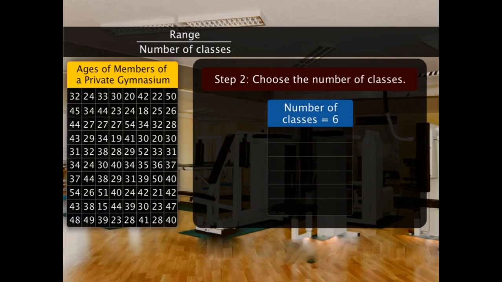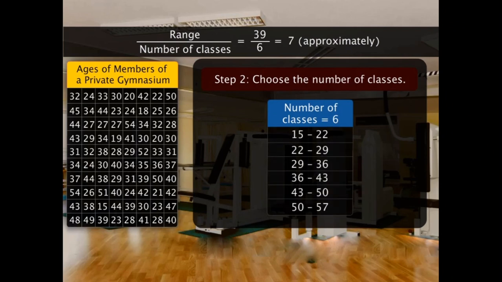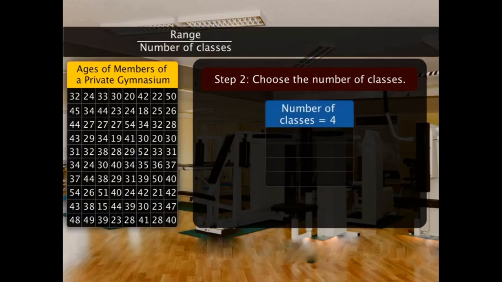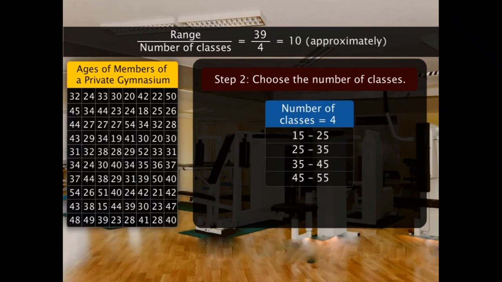Dividing the range by the number of classes helps us to determine the size of each class. So, in this example, dividing 39 by 6 gives a result that is close to 7. Thus, the size of each class is approximately 7. Now, let's say we decrease the number of classes to 4. In that case, the size of each class would be approximately 10. Thus, if we decrease the number of classes, the size of each class increases. Similarly, if the number of classes increases, the size of each class decreases.